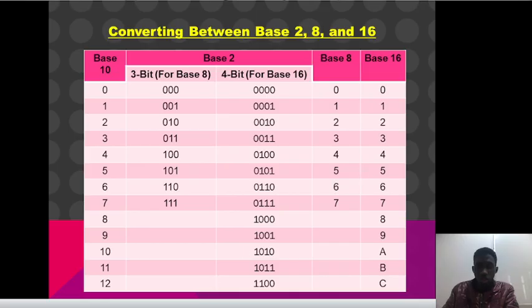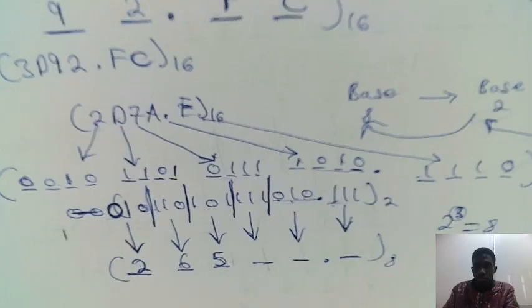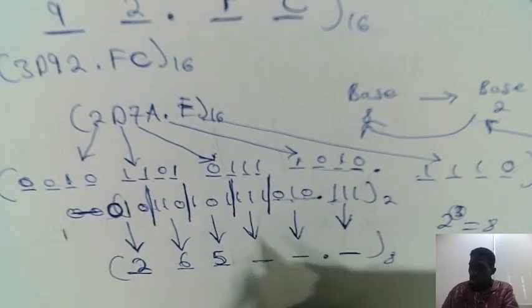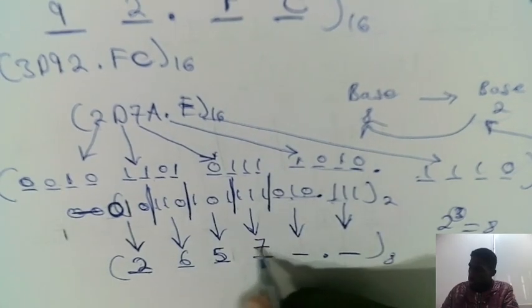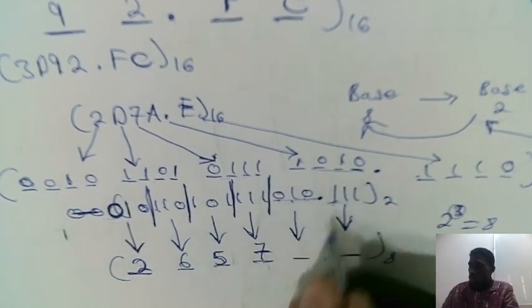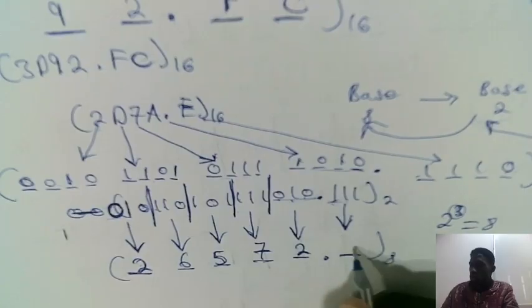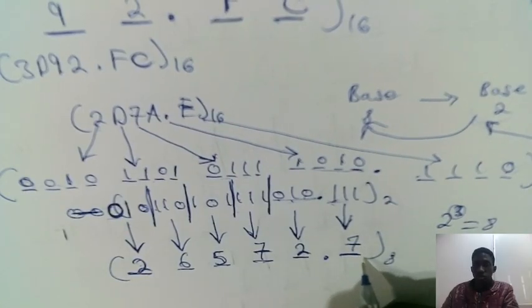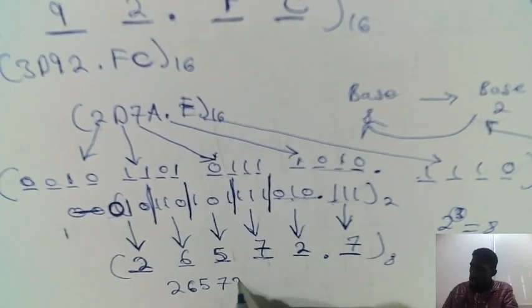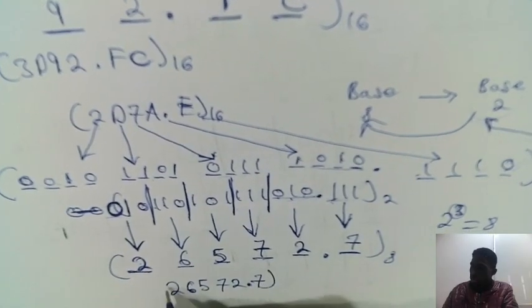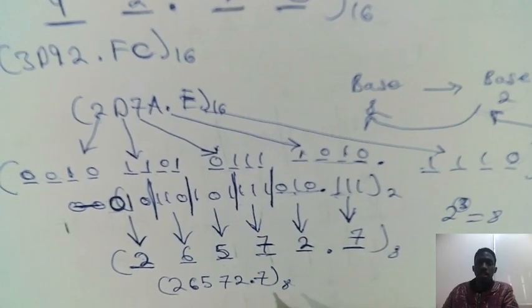101 is 5, and we also see that 111 corresponds to 7. 010 of course is 2, and 111 is 7. So this is our final answer. 26572.7 in base 8 is the final answer.